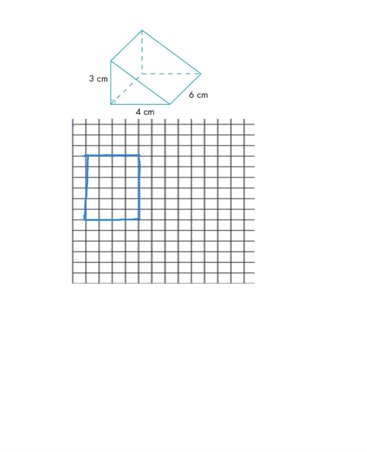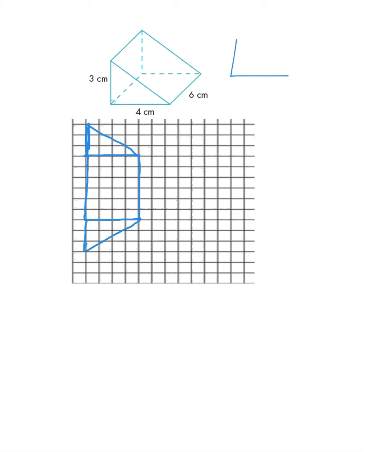Now the front and the back, we have triangles. So the height of the triangle is 3, so 3 boxes, and then let's just connect that up. Same with the other side, so 3 boxes, then connect. Okay, again, making sure you're using a ruler when you're doing this. Okay, so now we need to get the top, but we're missing a measurement here.